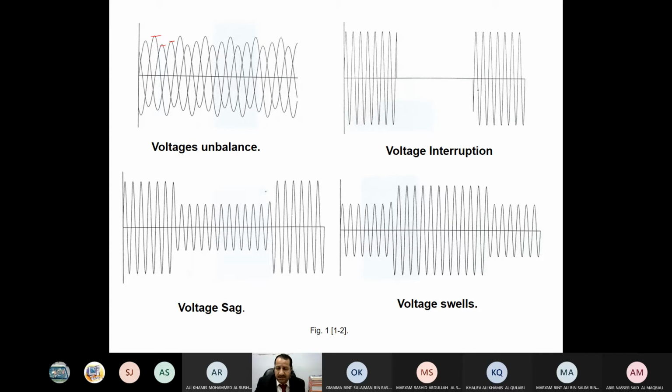So this is unbalanced. Voltage interruption or outage, okay, or shutdown. You see here the voltage disappears, okay. Voltage sag. Voltage sag, this is the level of voltage, it's reduced here, sagging voltage. Voltage swell is the opposite. Let's say this is the normal voltage, it gets up here, and so on.